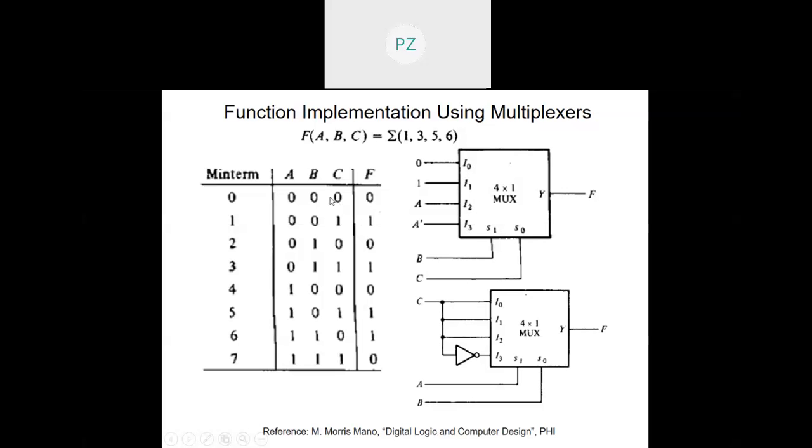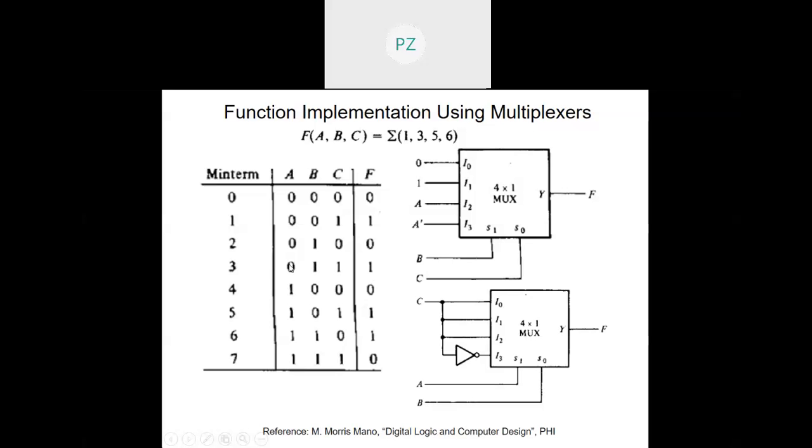When BC is 0 0, these are the two conditions, and I'm getting zeros always. So I supply a 0 here. In 0 1, I am getting a 1 at the output, so I supply a 1 here. Corresponding to 1 0, BC being 1 0, these are the two places. I am getting a 0A, 0F, 1A, 1F. So essentially A, right? And corresponding to I3, that is 1 1, I see that this is 0.